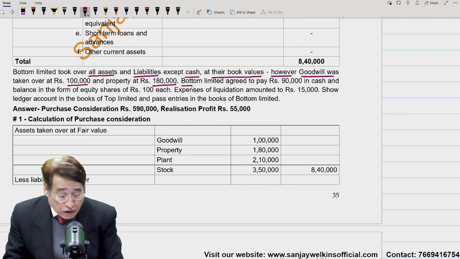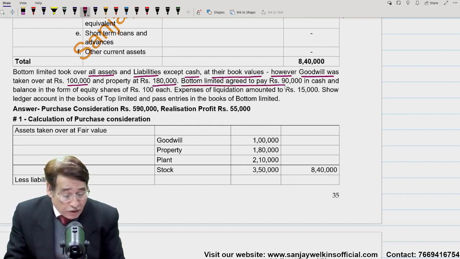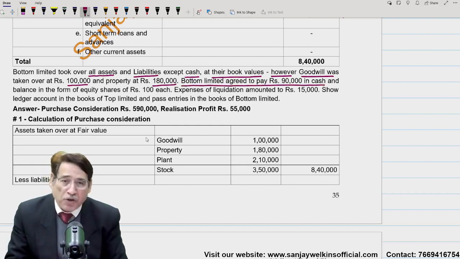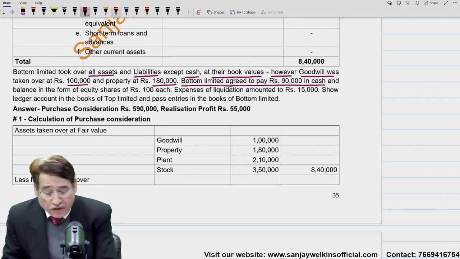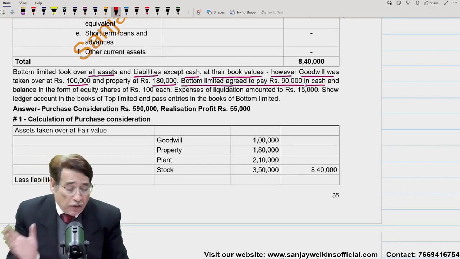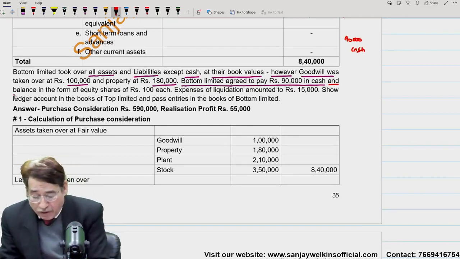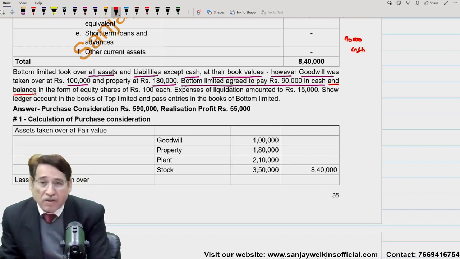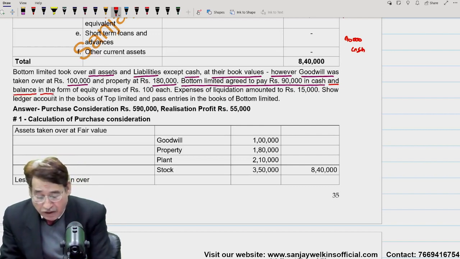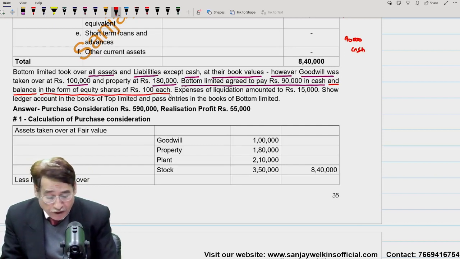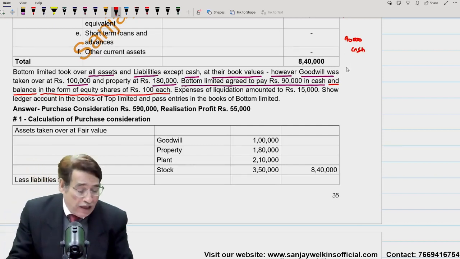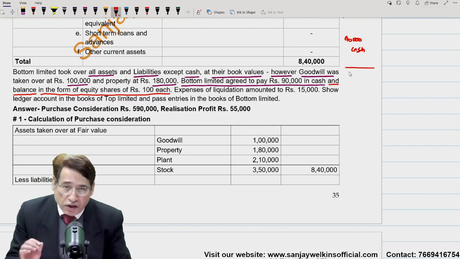Further, it is given in the question, Bottom Limited agreed to pay 90,000 in cash. So Bottom Limited this time has agreed to pay 90,000 in cash. It shall pay you 90,000 rupees in cash. And balance. Now just have a look over this word balance. And balance in the form of equity shares of 100 each. So whatever balance of the total purchase consideration will be.